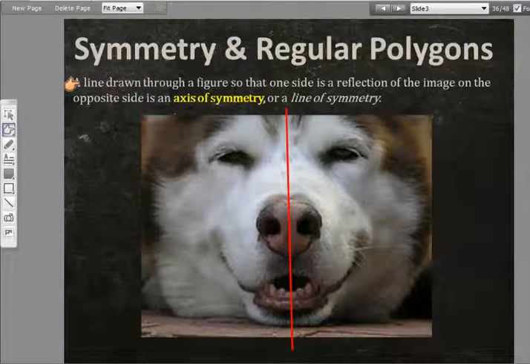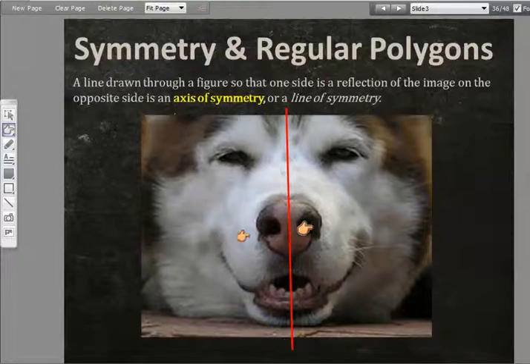Symmetry and regular polygons. This says a line drawn through a figure so that one side is a reflection of the image on the opposite side is an axis of symmetry or a line of symmetry. And you can look right here, line of symmetry, and look, this dog's face is identical on both sides. I can see some differences, but it's a real thing.